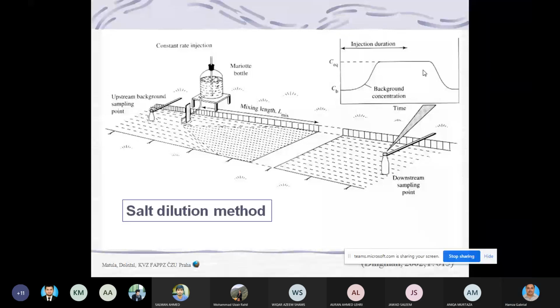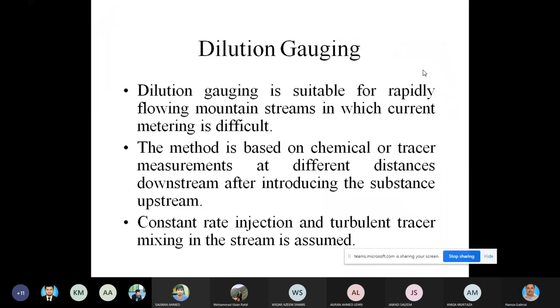So the dilution gauging technique is very suitable for the flows, especially those taking place in mountainous streams, as the velocity is very high there. So mixing takes place very effectively. Also it is useful in conditions where you cannot use devices like current meters because the water is rapidly flowing and you cannot enter the stream and wade through it to measure the velocity with the help of current meters. So there you can utilize this dilution technique.